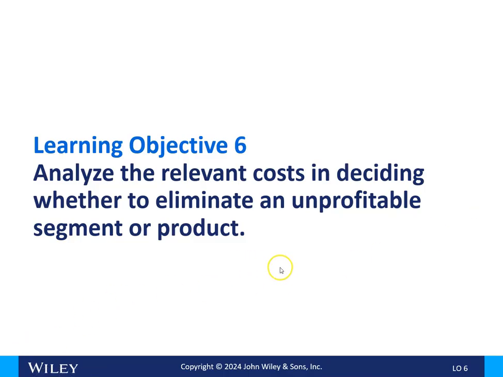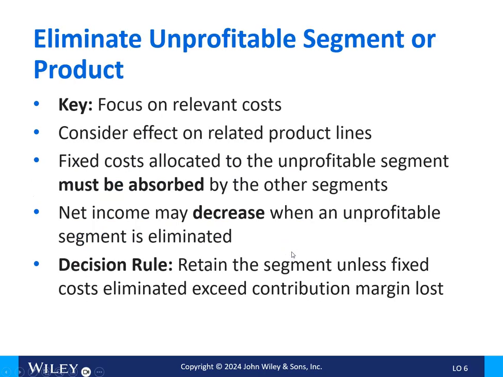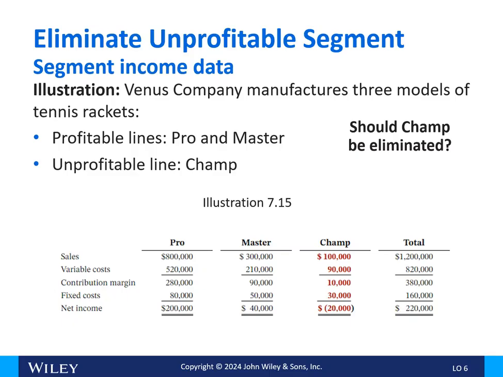And finally, we'll look at analyzing the relevant cost and deciding whether to eliminate an unprofitable segment or product. So the key is to focus on relevant costs. Consider the effect on related product lines. Fixed cost allocated to the unprofitable segment must be absorbed by the other segments. Net income may decrease when an unprofitable segment is eliminated. And the decision rule is to retain the segment unless fixed cost eliminated exceed the contribution margin lost. So we'll go through examples and see what that really looks like.